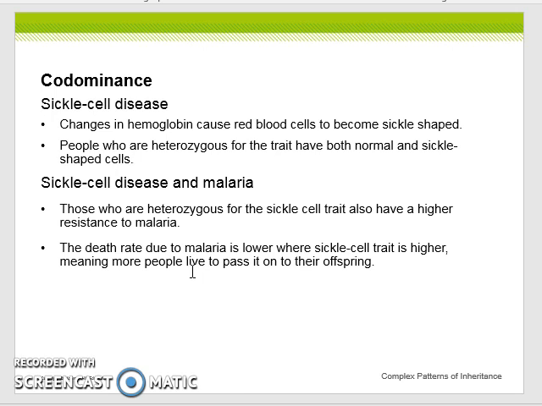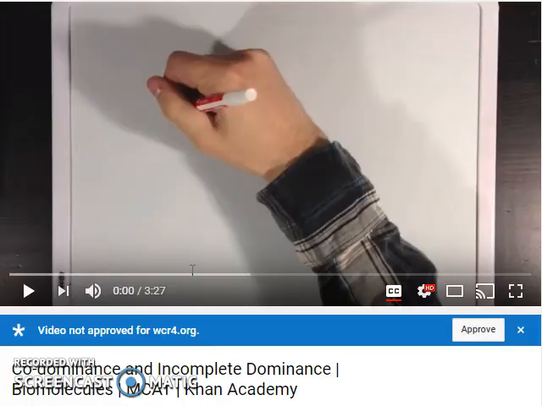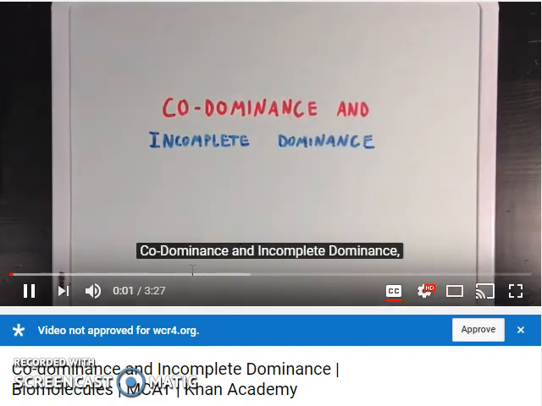Sickle cell disease and malaria: those who are heterozygous for the sickle cell trait also have a higher resistance to malaria. The death rate due to malaria is lower where the sickle cell trait is higher, meaning more people live to pass it on to their offspring. So today we're going to talk about codominance and incomplete dominance.